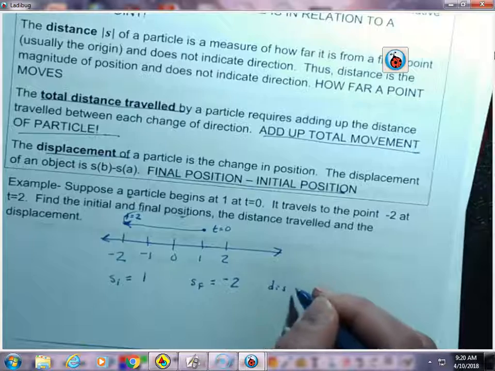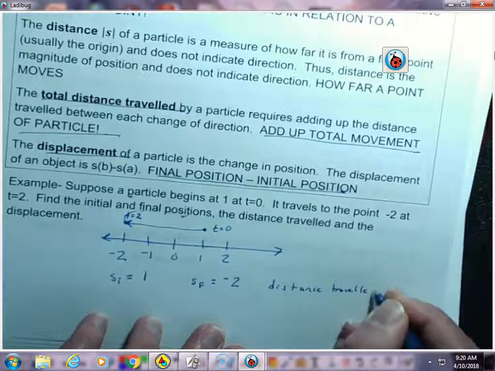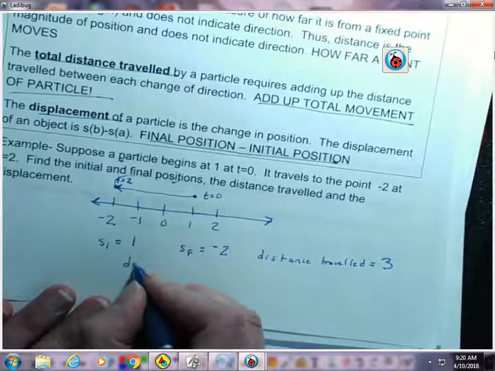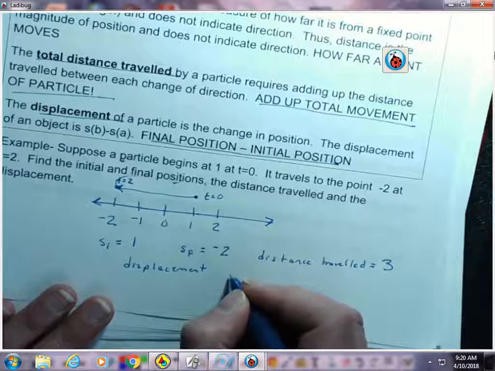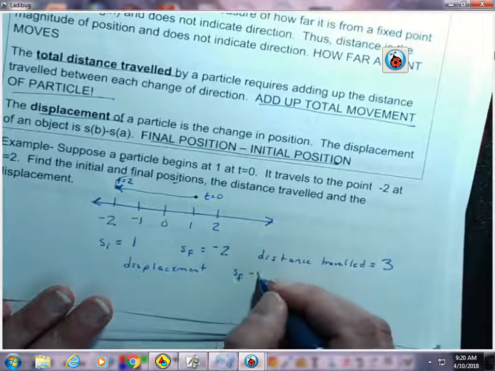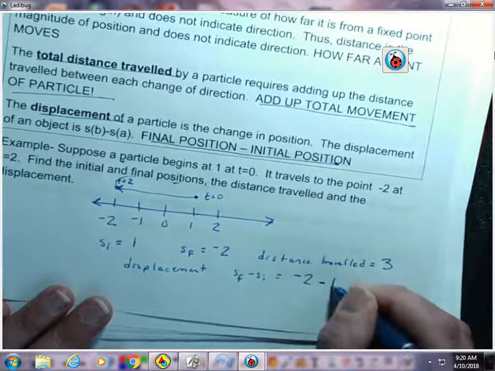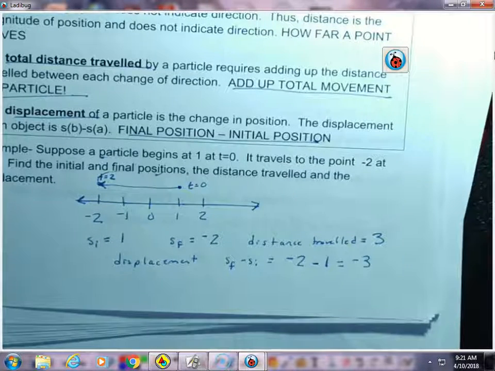Let's do distance traveled. And how do I calculate displacement? Okay, so the final is -2 minus the initial, so negative 3. The displacement actually takes into account the direction that you're going. The distance traveled doesn't matter whether it's forward or backwards. You're just going to add up all the distances, and that's going to be positive.